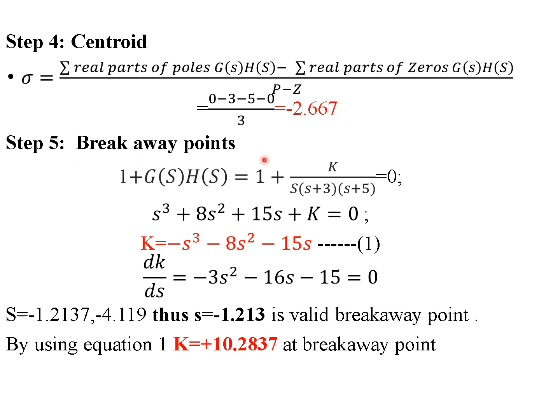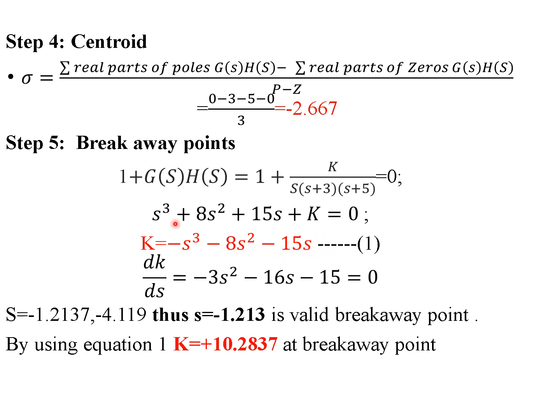Step 5, breakaway points. We just need to write the characteristic equation to obtain the breakaway point. So 1 + G(s)H(s) = 0 is the characteristic equation, where G(s)H(s) is K / [s(s+3)(s+5)]. If I rearrange this equation, we get it in this form, that is s^3 + 8s^2 + 15s + K = 0. And let me rearrange for the value of K. So K = -s^3 - 8s^2 - 15s.